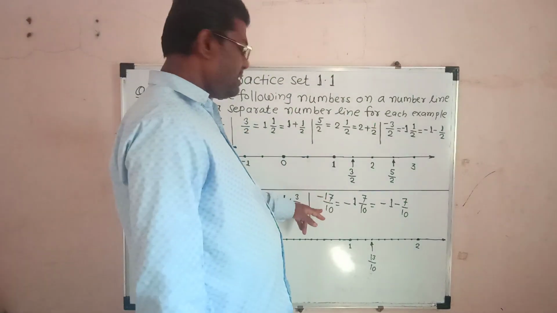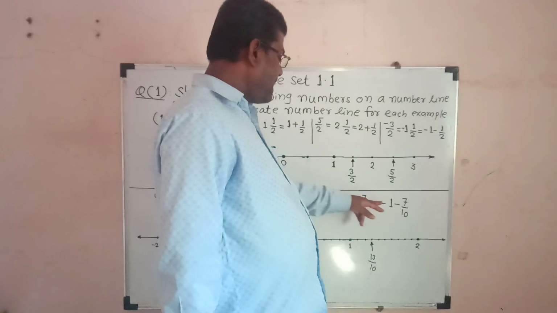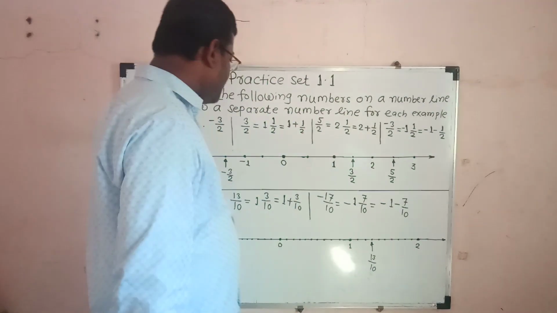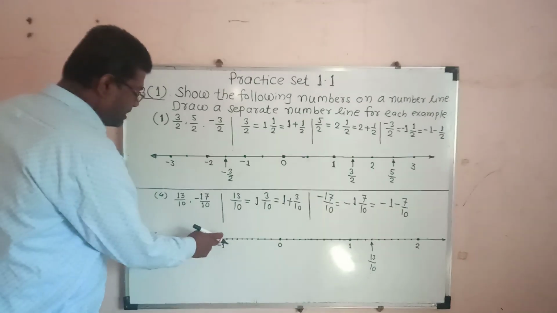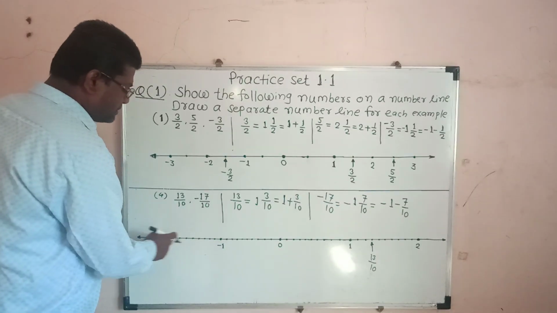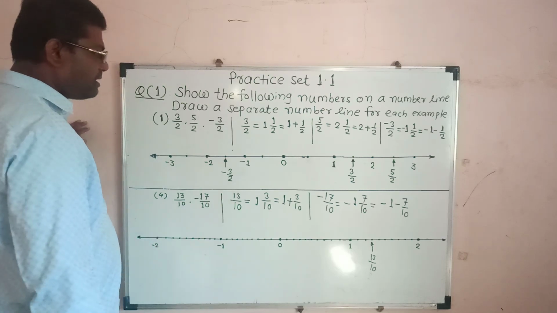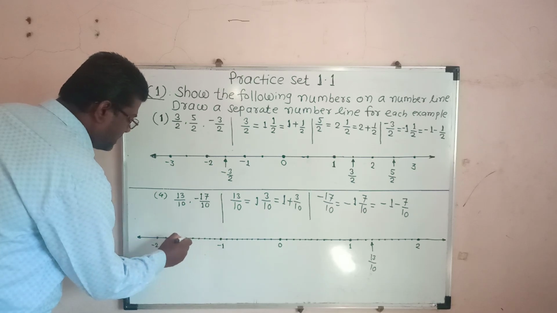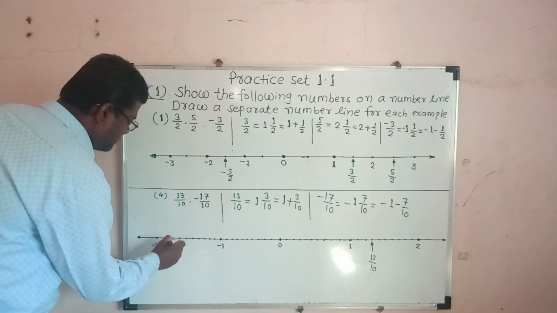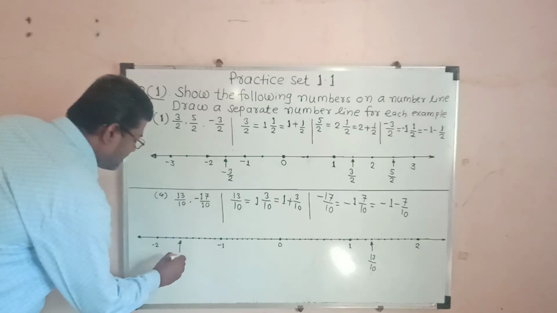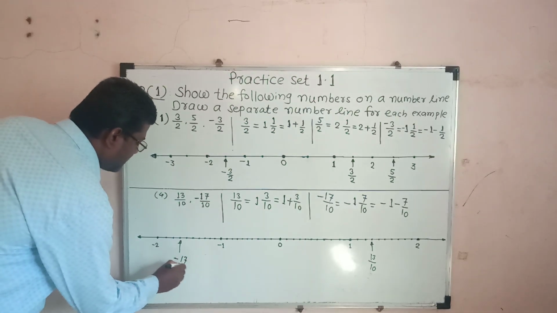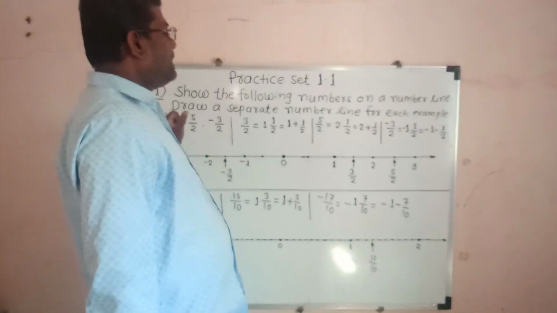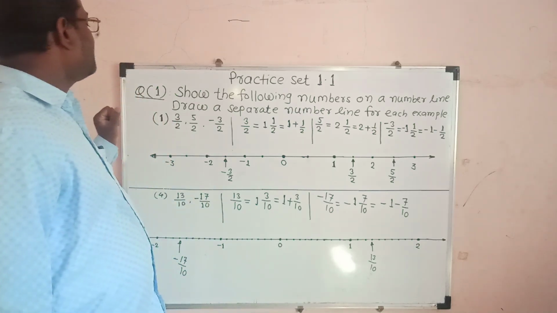Now, minus 17 upon 10 can be written as minus 1 minus 7 upon 10. That means minus 1 complete and 7 parts to the left of minus 1. Count 7 parts: 1, 2, 3, 4, 5, 6 and 7. This is a point, and that point we locate here as minus 17 upon 10. In this way we can show any rational number on the number line.